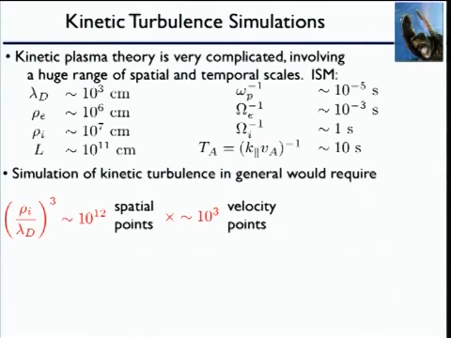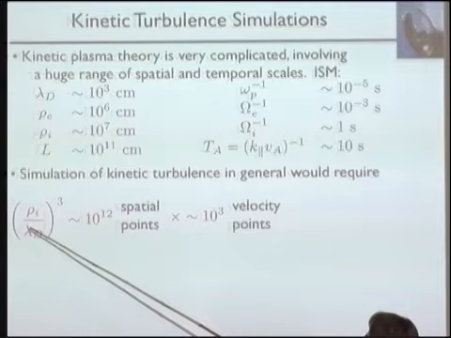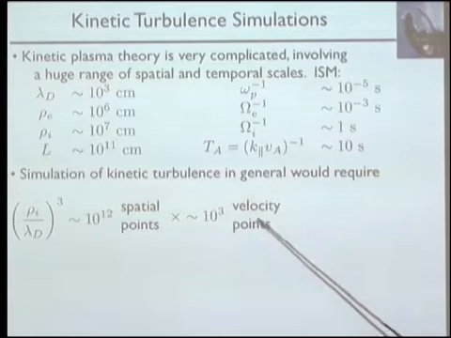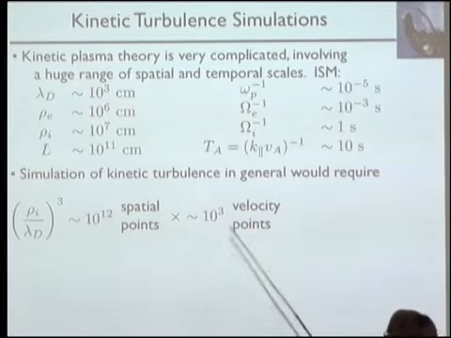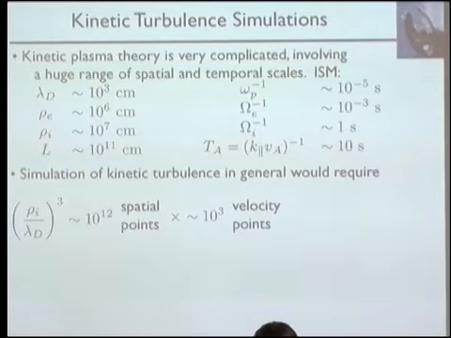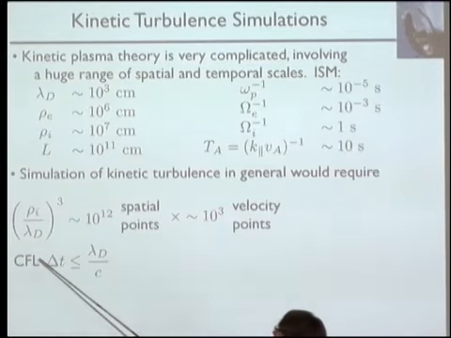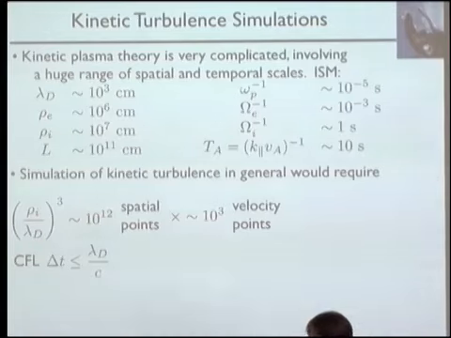If we're looking at the gyroradius scale, then our box is going to be some number of gyroradii, and we would grid up all these lambda Debyes, giving us 10 to the 12 points. We would also need to grid velocity space. That's a low estimate of what you could get by with in terms of velocity space. We'd also have a Courant-Friedrichs-Lewy condition, which would tell us that our time steps can't be too large.